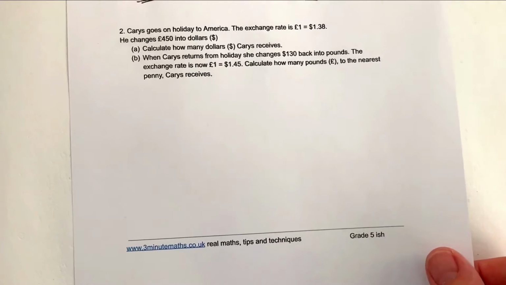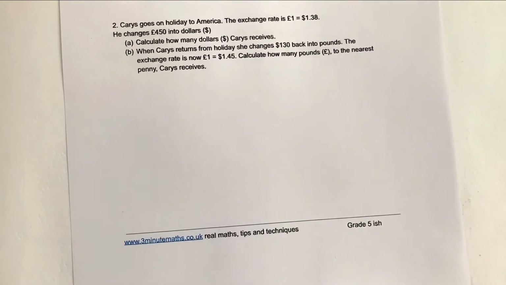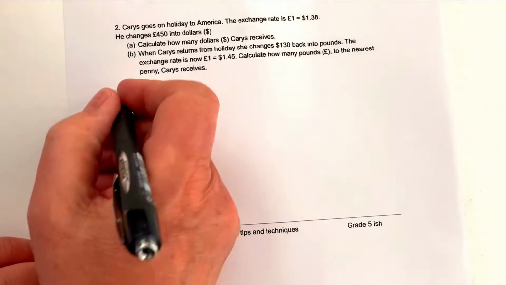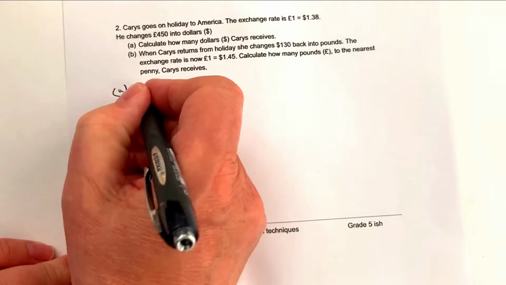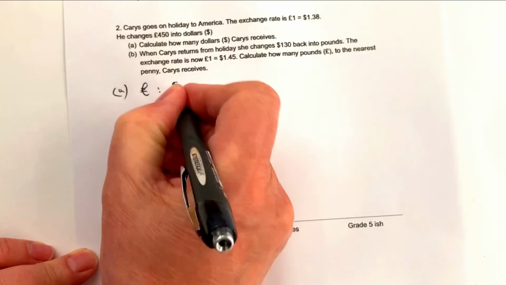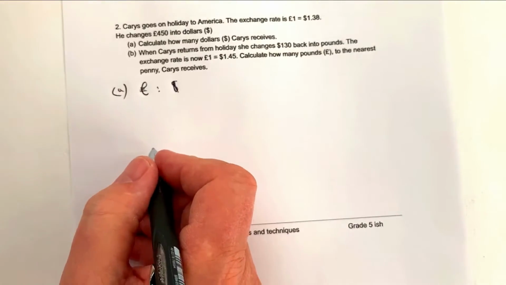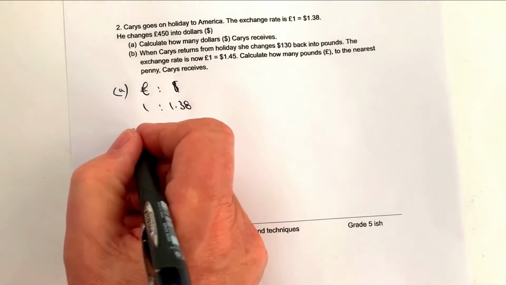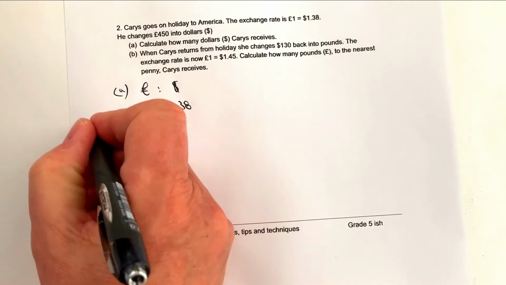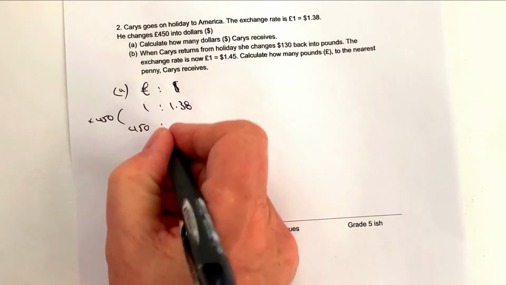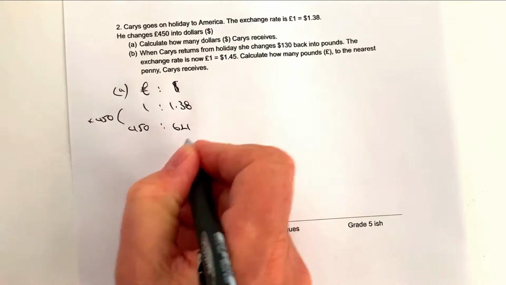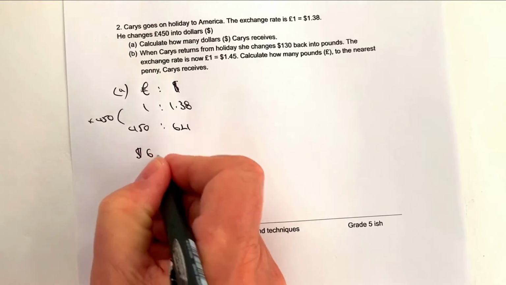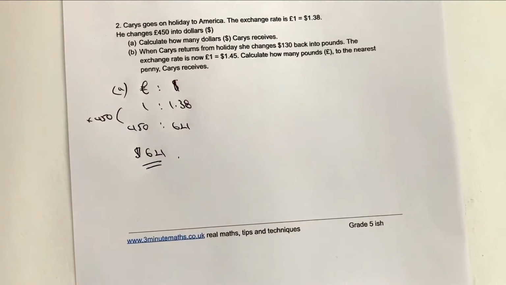So Carys, who happens to be my daughter, goes on holiday to America. The exchange rate is that. She changes 450 into dollars. So it's a very, very similar question. So in this particular case, I'm going to do A and I'm going to do pounds to dollars. Okay, and this rate is going to be 1 to 1.38. Okay, she's got 450 pounds. So I've multiplied it by 450. So I'm going to do exactly the same with the dollars, and I'm going to get 621. So she's going to go away with $621 for part A.